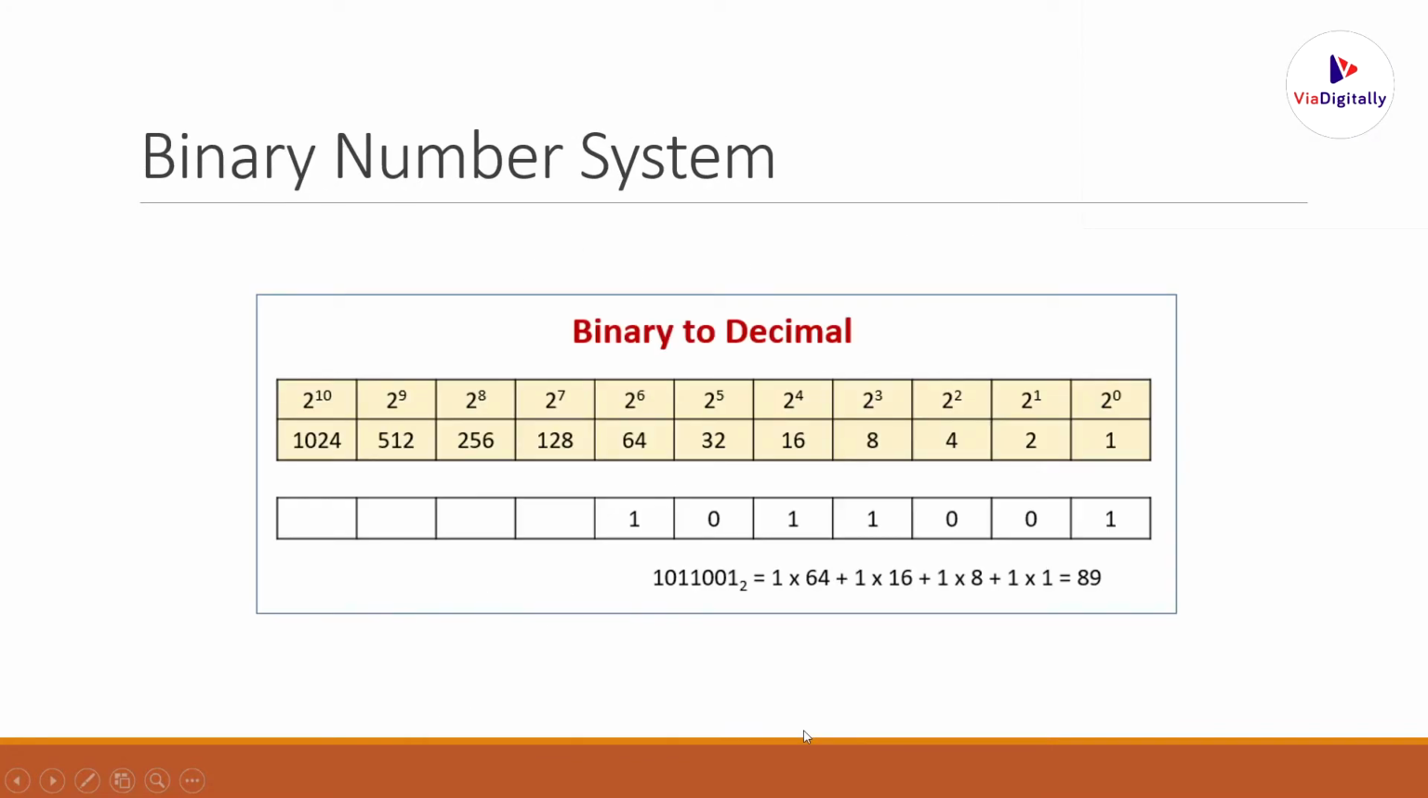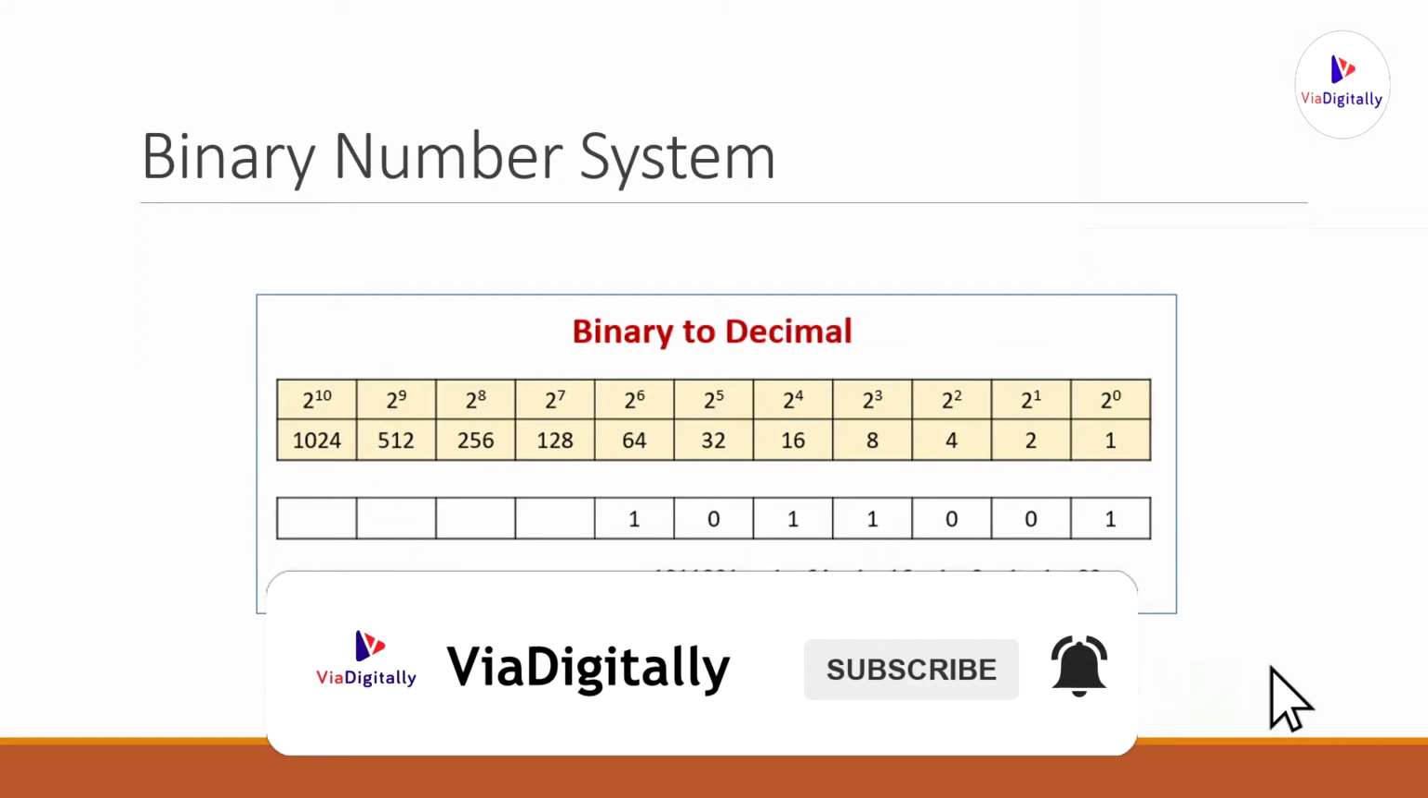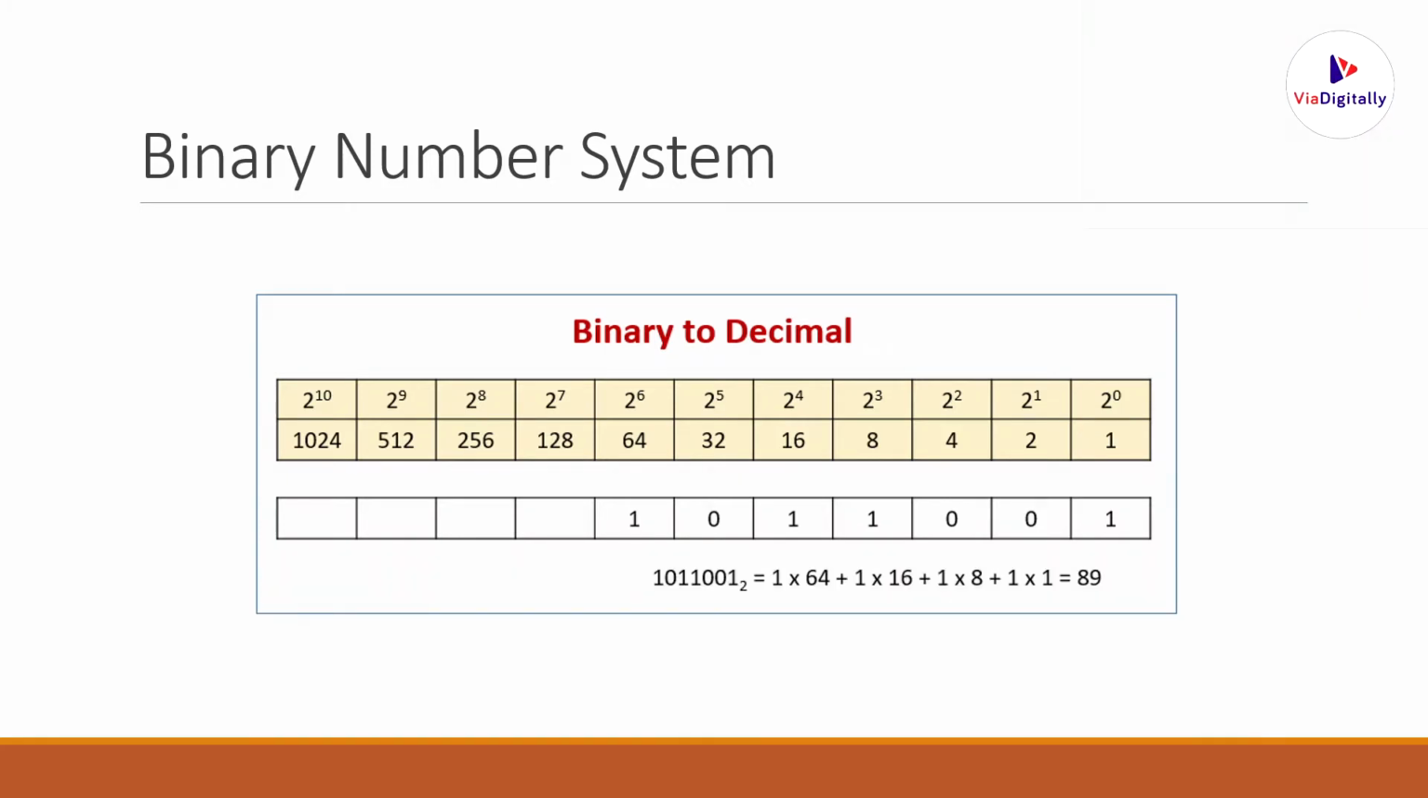Coming to the binary number system, here also, as in the decimal number system, we have place values. There we have 10 power 0, 10 power 1, 10 power 2, right? Here we replace 10 with 2, that is 2 power 0, 2 power 1, 2 power 2, 2 power 3. Then what are the equivalent place values? There we have 1, 10, 100, 1000, 10,000, but here 1, 2, 4, 8, 16, 32, which are all powers of 2.